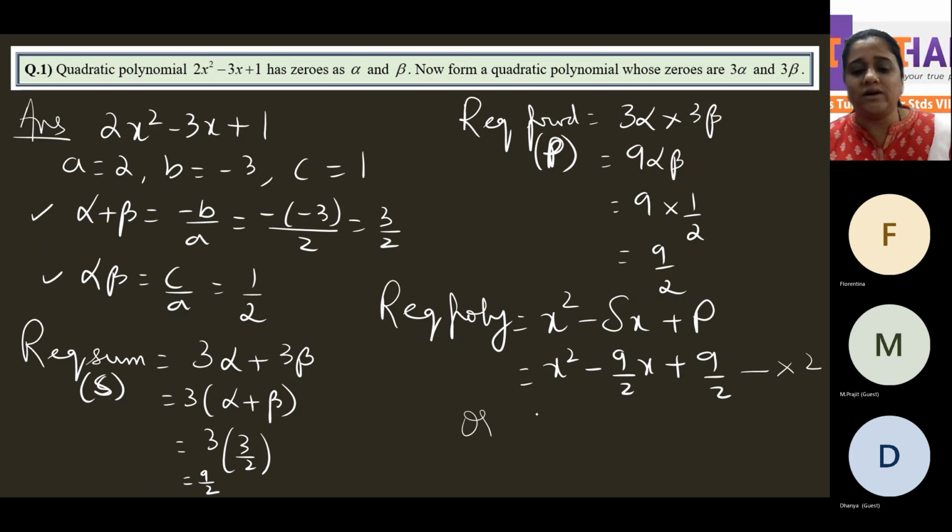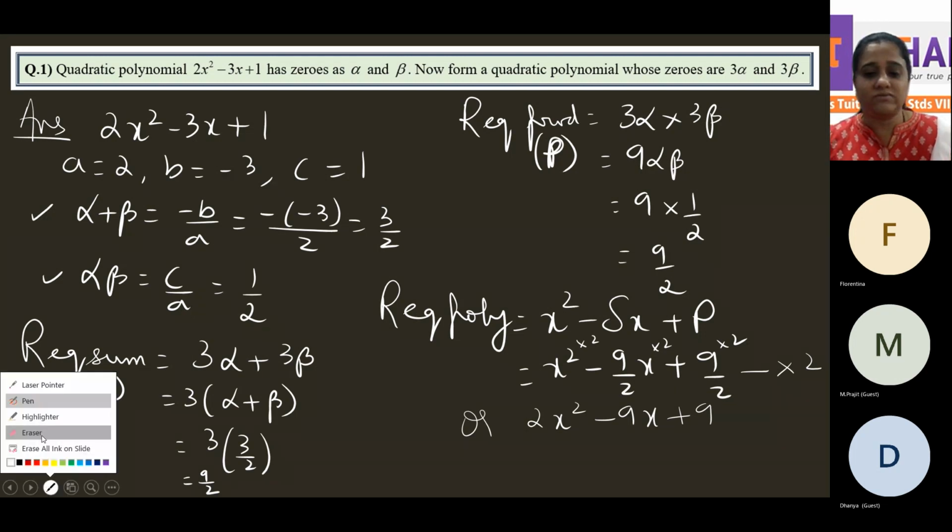So 2 into x square, 2x square. This one into 2, 9 by 2 x into 2, 2 and 2 will get cancelled, so minus 9x. 9 by 2 into 2, 2 and 2 will get cancelled, plus 9. Multiply everything by 2, this one by 2, this one by 2, this one by 2. So 2 will get cancelled, 2 will get cancelled. Correct?